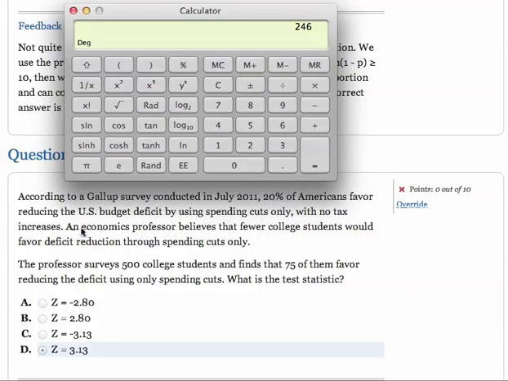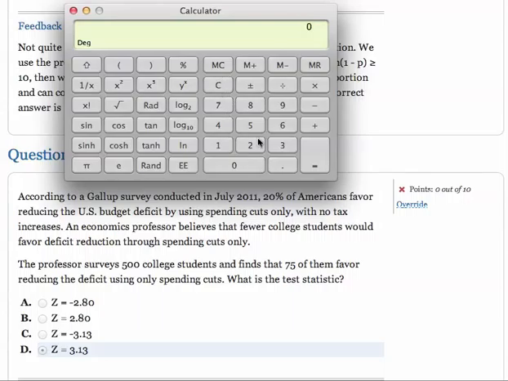Okay, so we did a Gallup survey in July. We found 20% of Americans favor reducing the U.S. budget deficit by spending cuts only, no tax increases. So that's a proportion. 20% favor reducing the deficit by spending cuts. An economics professor believes that fewer college students would favor deficit reduction through spending cuts only. The professor surveys 500 college students and finds that 75 of them favor reducing the deficit using only spending cuts. What's the test statistic? Remember, the test statistic is p-hat minus p divided by sigma for p-hat. So the first thing we have to do is calculate sigma for p-hat.